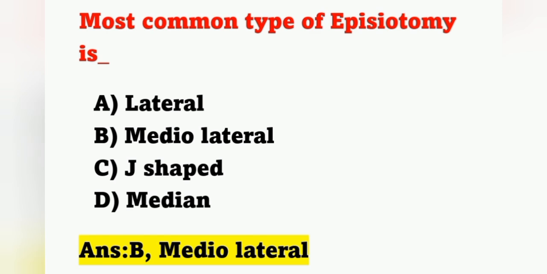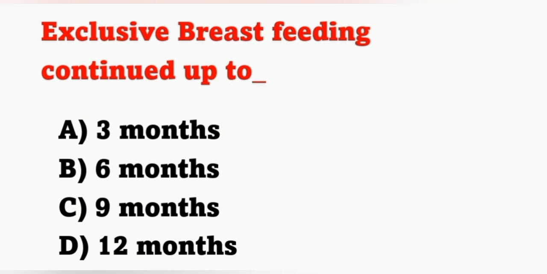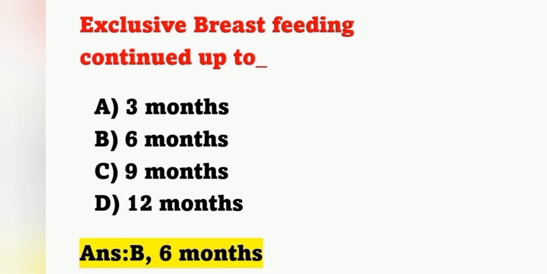And the next question, exclusive breastfeeding continued up to. Options: option A 3 month, option B 6 month, option C 9 month, option D 12 month. Exclusive breastfeeding means the baby should take only mother's milk. Okay, it should be continued up to 6 months. Option B is the correct answer. Then afterwards we can slowly start weaning. So exclusive breastfeeding is continued up to 6 months. Option B is the correct answer.